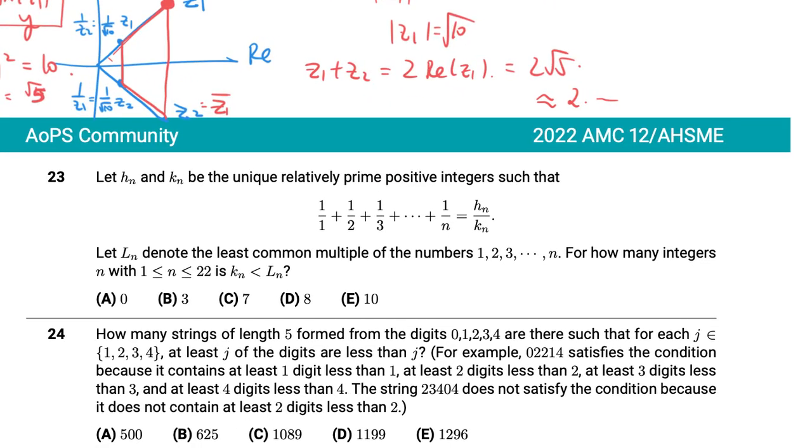Okay, so here we have the sum of reciprocals of the numbers from 1 to n, right? And after you calculate this, you can get a simplified fraction in this form. And we want to know for how many n is k of n, the denominator, less than the LCM from 1 to n. So L n is the LCM from 1 to n.